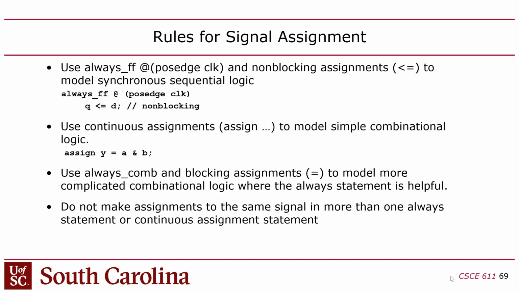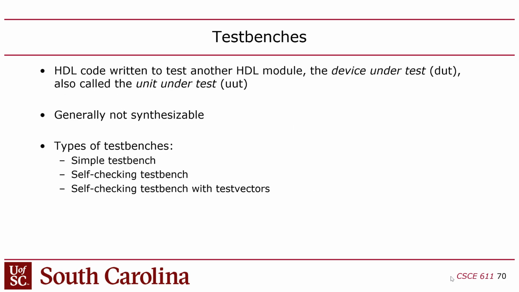Okay, so I think I always said that, right? Always use a flip-flop and non-blocking for synchronous logic. Use continuous assignment statements to model simple combinational logic. But if you want more complex combinational logic, then you can use an always_comb, okay? And don't assign the same signal twice in two different always statements. All right, good.